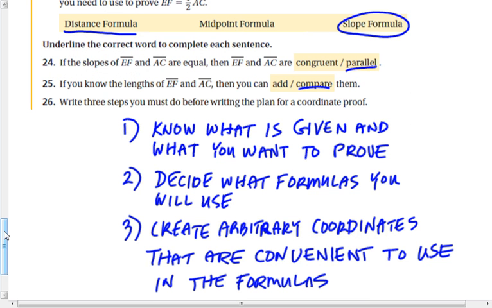All right, that's it for the lesson. Go ahead and do the lesson check, and we'll talk about this next time we meet in class.